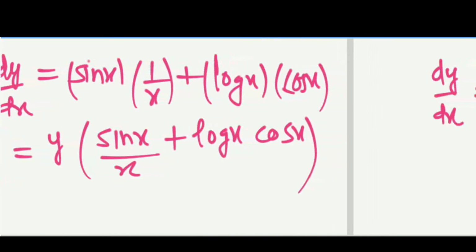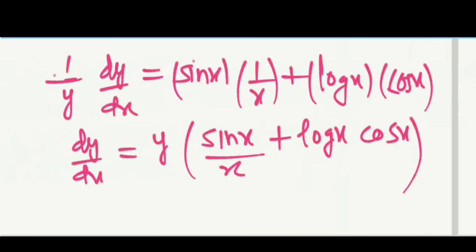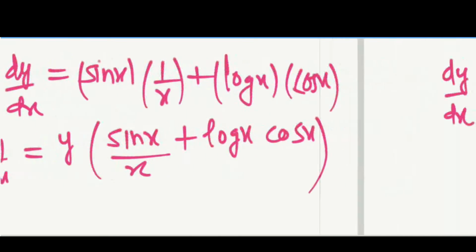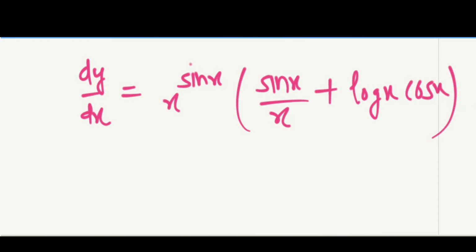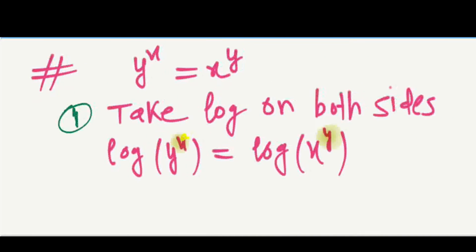So dy upon dx equals, now substitute the value of y, that was x raised to power sin x, into the remaining function, that was sin x upon x plus log x cos x. See friends, this was the method. Now we take another example.